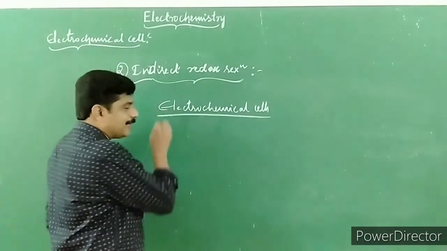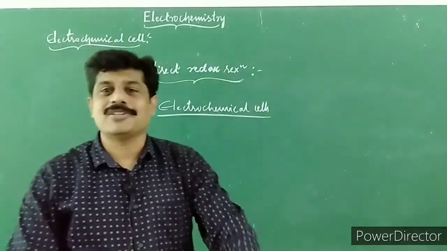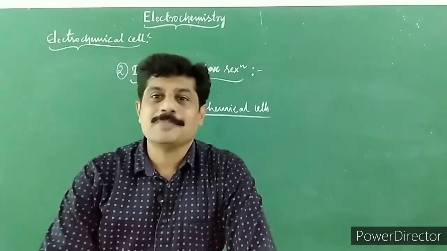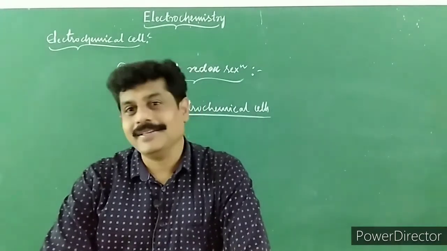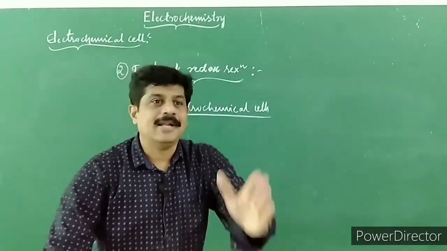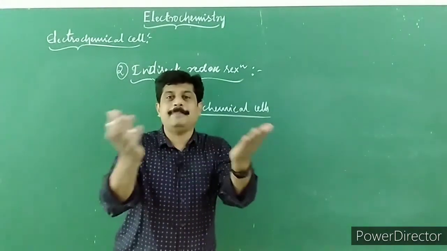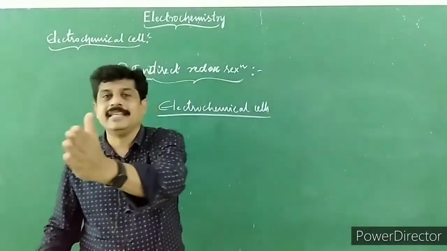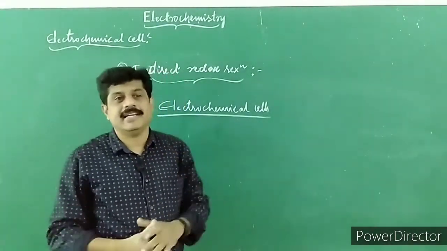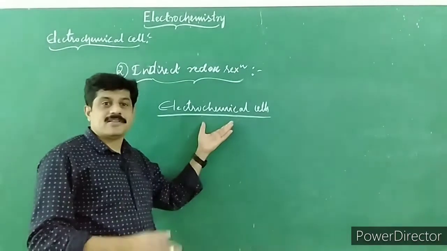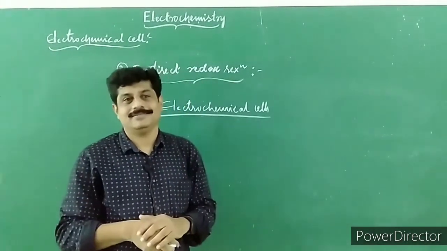So what are electrochemical cells? Electrochemical cells are the devices in which the chemical energy of the spontaneous redox reaction is converted into electrical energy. An electrochemical cell was prepared for the first time independently by L. Galvani in the year 1780 and Alessandro Volta in the year 1800. Hence, electrochemical cells are also called galvanic cell or voltaic cell.